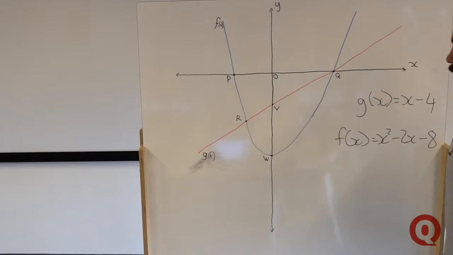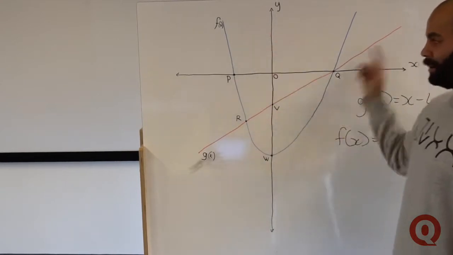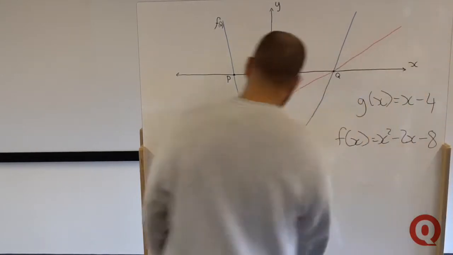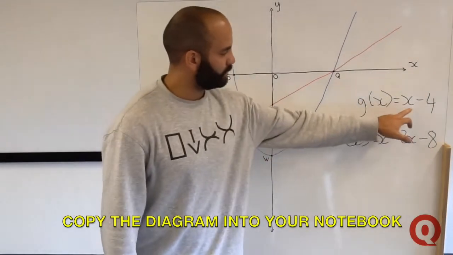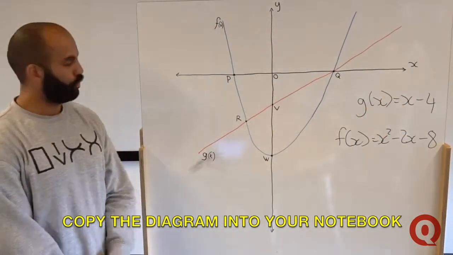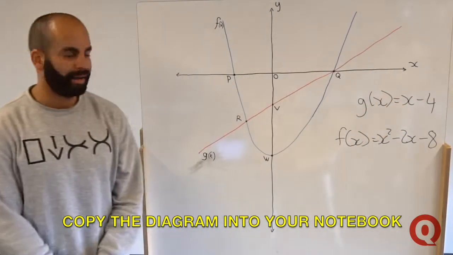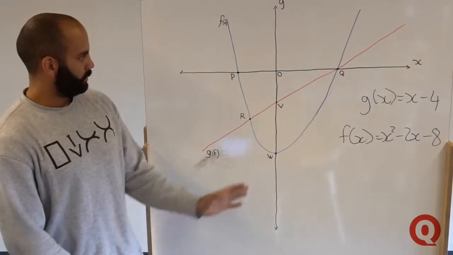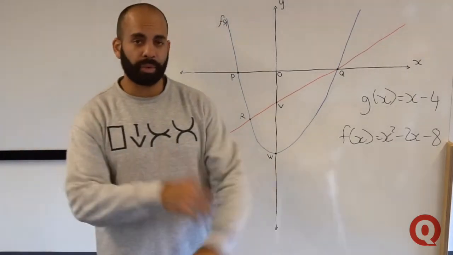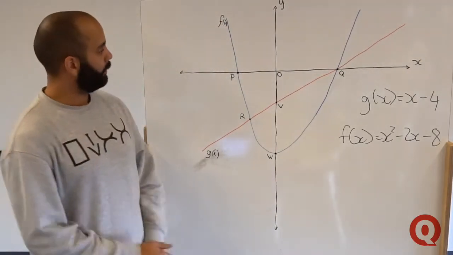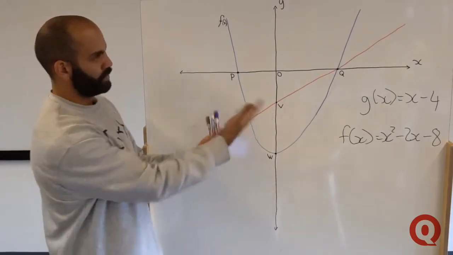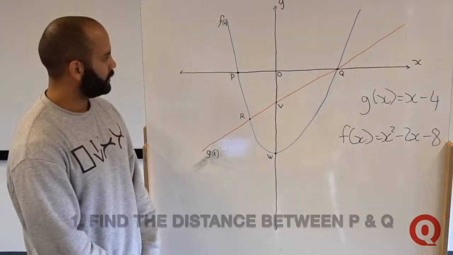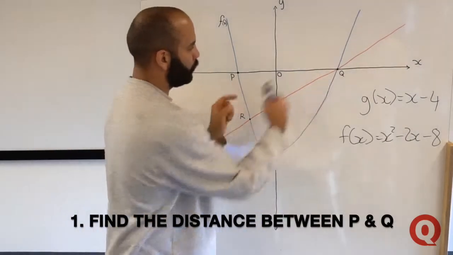Starting on this example, we've got a parabola and a straight line equation, which I've denoted on this side as g of x, where g of x is x minus 4, which is this positive sloped straight line. And you've got f of x, which is this parabola, and it's upward facing. So the simple questions that they might pose to you: one, find all of the points listed in this example. So we're going to start with one, which would be find the distance between point P and point Q.